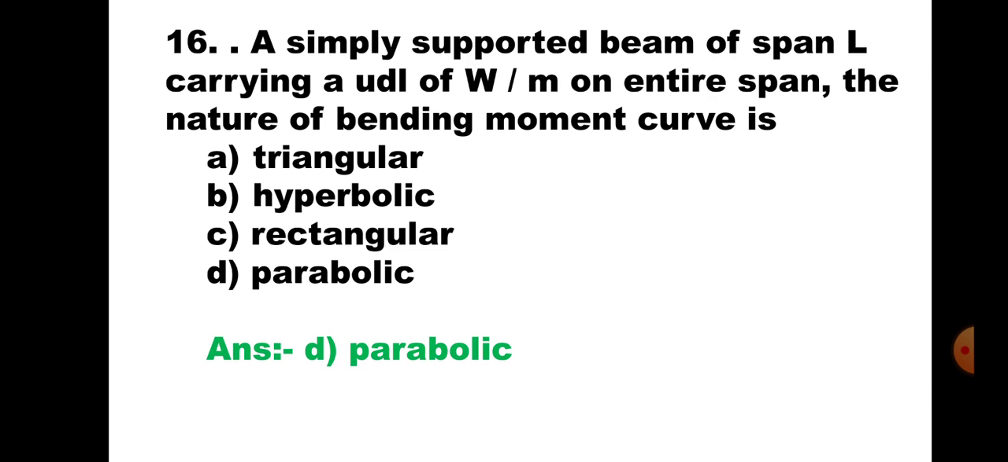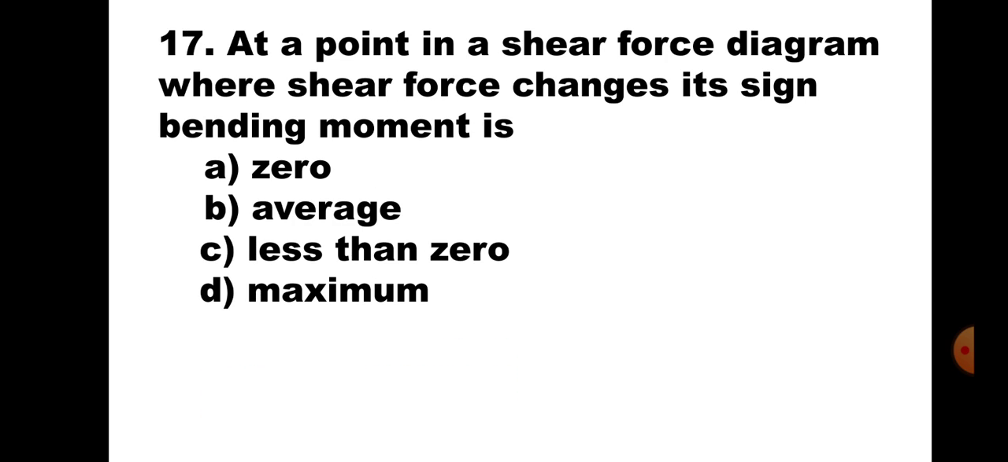Question number 17. At a point in a shear force diagram where the shear force changes its sign, the bending moment is A 0, B average, C less than 0, D maximum. We know that at the point where shear force changes its sign, the bending moment is maximum. Hence the correct answer is D, maximum.